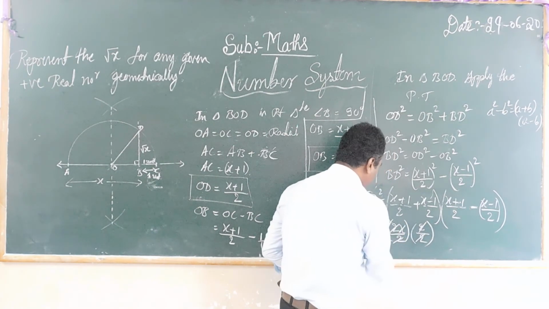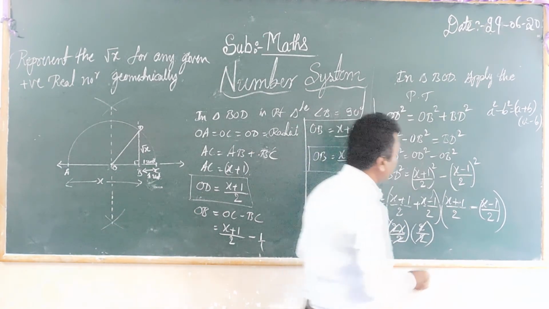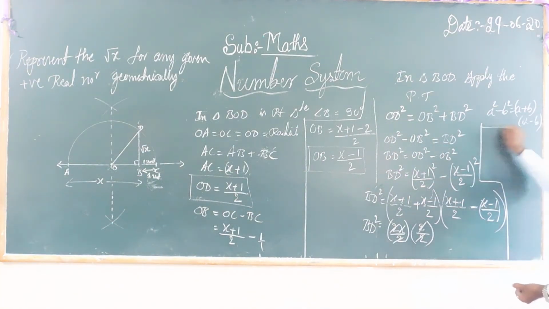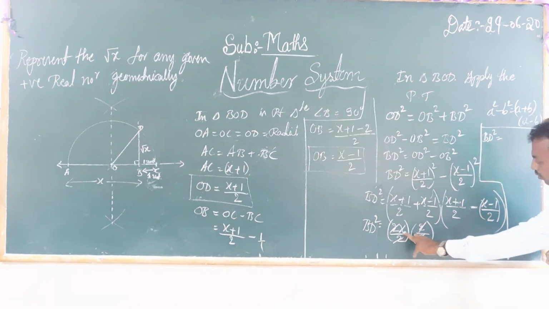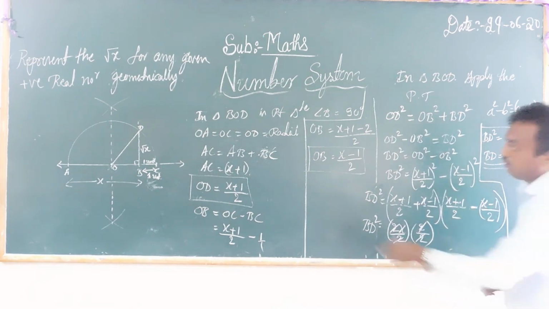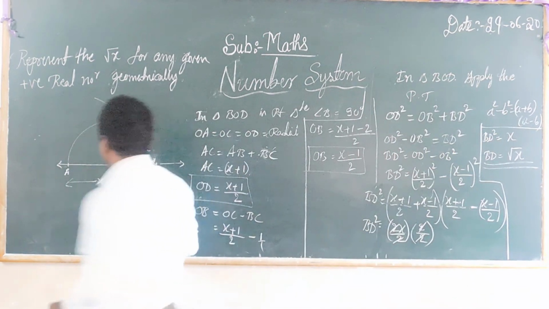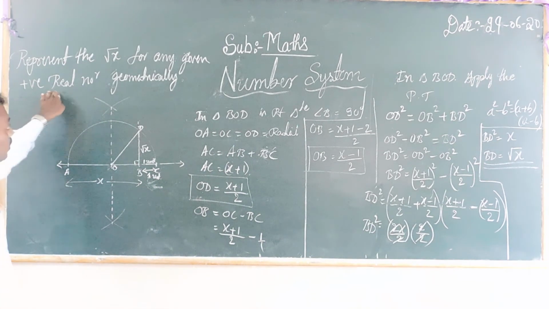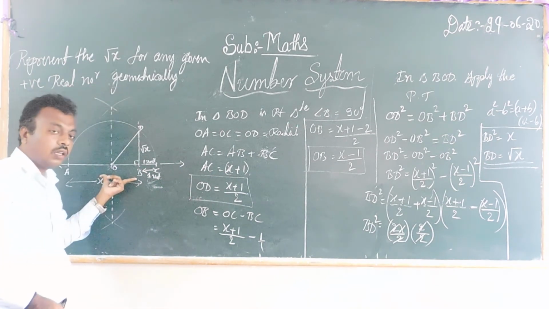Remaining, BD square is equal to what will remain? BD square is equal to x. I want BD, so BD is equal to root x. So this is the mathematical proof, and this is the geometrical proof. For any real number root x, geometrically we have to draw like this.